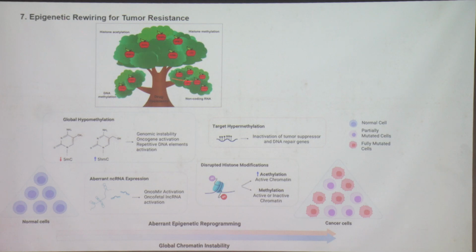So, and then they will do epigenetic rewiring. Again, oncogenes are overexpressed, tumor suppressors down. So global hypermethylation. So they can do a lot of things. They will inactivate tumor suppressors. They will activate genomic things. So they can do all this epigenetic rewiring to support cancer.